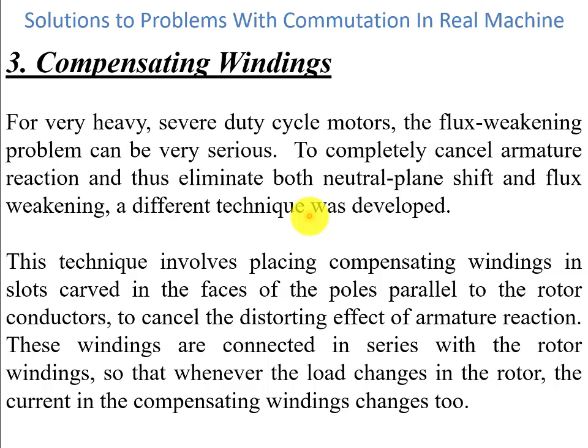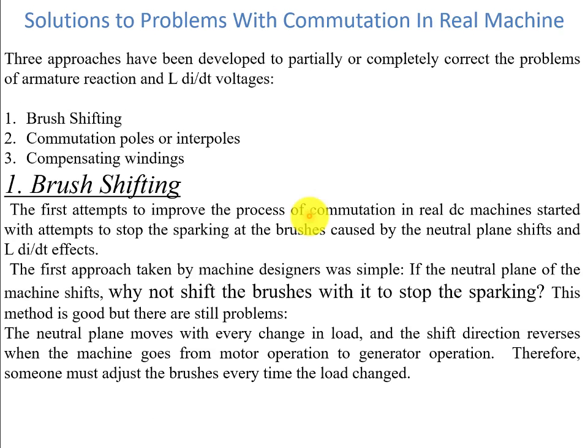I hope you have somehow understood the basic solutions to the problems with commutation in real machines. Once again, if we recap, we have covered these three techniques: brush shifting, commutation poles or interpoles, and compensating windings. For every technique, we have seen that they have their own merits and demerits, whether in terms of their price or their difficulty in establishing them or making them in the machine.